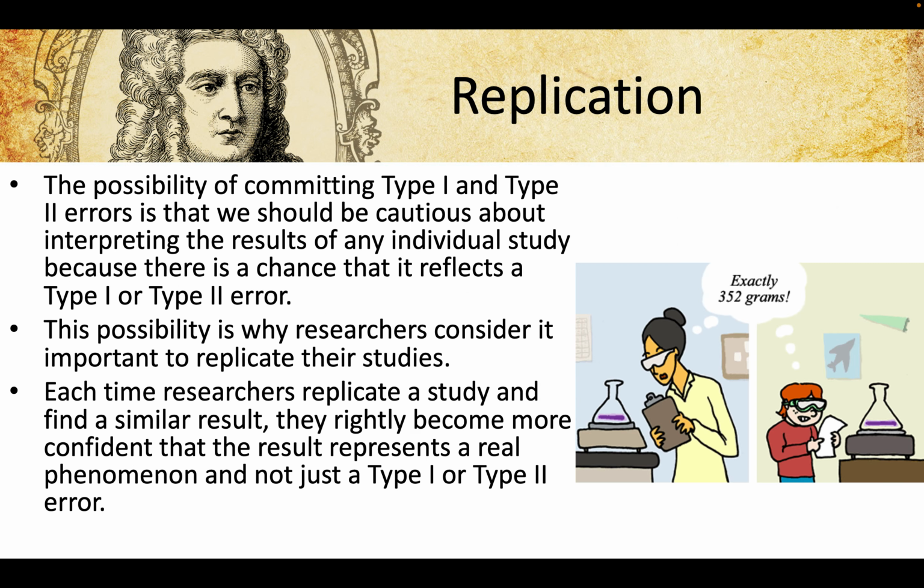The possibility of committing type 1 and type 2 errors means that we should be cautious about interpreting the results of any individual study because there's a chance that it reflects a type 1 or type 2 error. This possibility is why researchers consider it important to replicate their studies. Each time researchers replicate a study and find a similar result, they rightly become more confident that the result represents a real phenomenon and not just a type 1 or type 2 error.